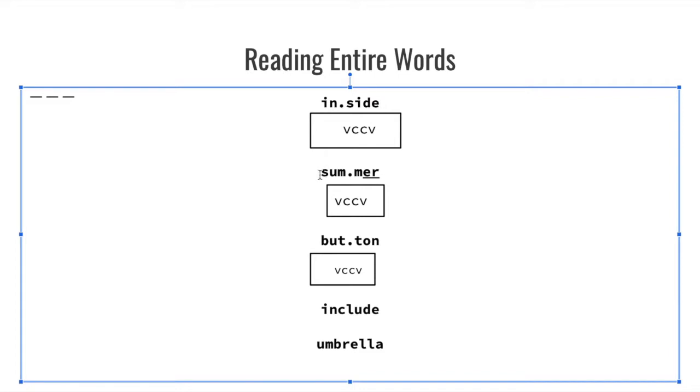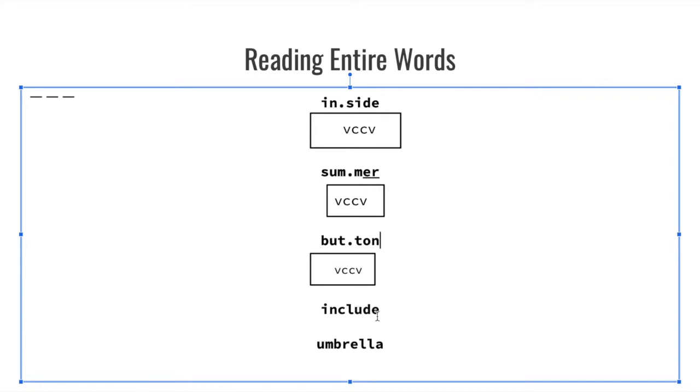I've separated the word between the two consonants because there are two consonants between the vowels. Let's try it. Ready? Summer. Put it together. Summer. Good. Next word. I've put the dot between the two consonants, between the two T's. Ready? Button. Put it together. Button.